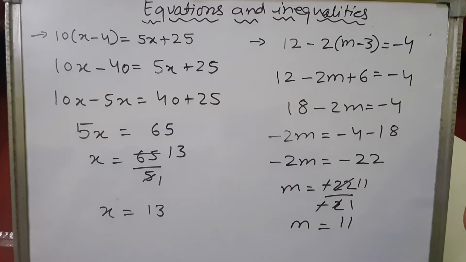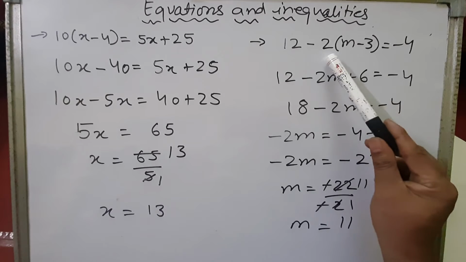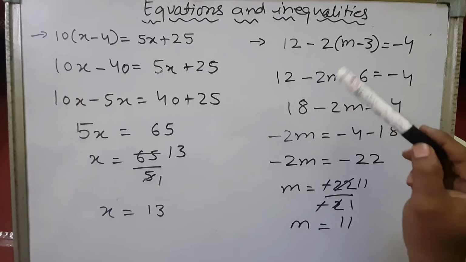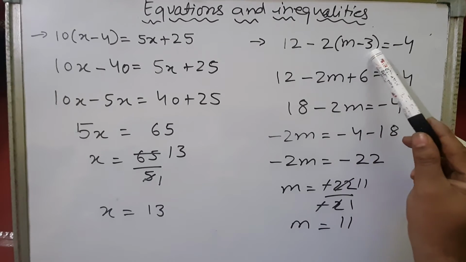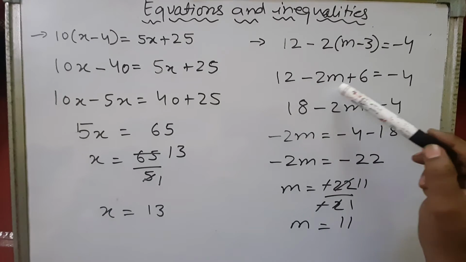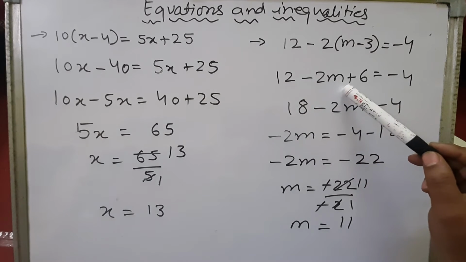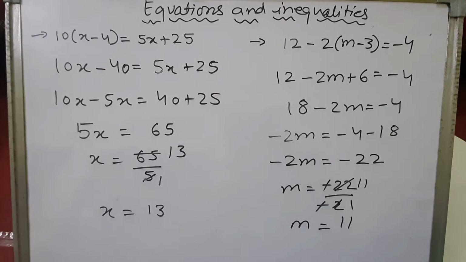let's see another sum. Now in this sum it is given that the equation is 12 minus 2 bracket m minus 3 equals minus 4. Alright, again we can divide 2 both sides, right? So what I've done, I've solved this bracket first. When minus 2 is multiplied to m, we'll get minus 2m, and minus 2 is multiplied to minus 3, minus into minus will be plus. 2 3s are 6, so we'll get plus 6. So the result that we'll get is 12 minus 2m plus 6 equals minus 4.